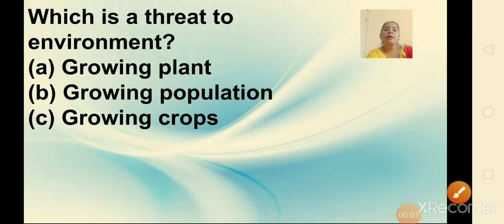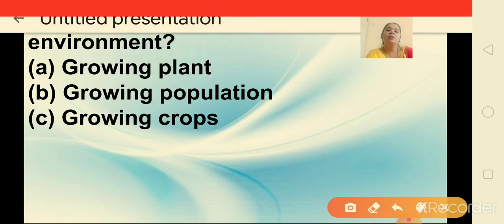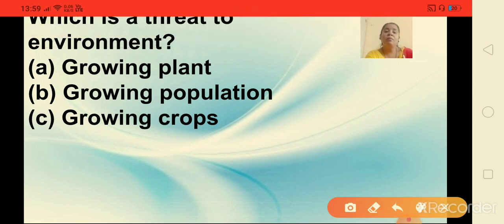Which is a threat to environment? Growing plant, growing population or growing crops? What is a threat, children? Plants that grow, population that is growing or the crops? Yes, the answer is growing population.